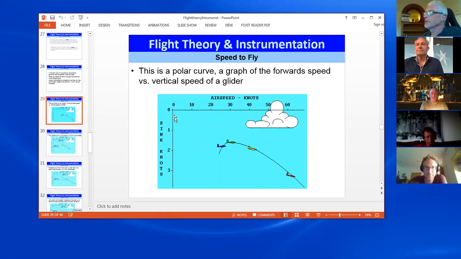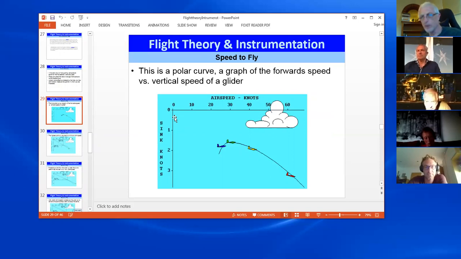So we're going to look at what a polar curve is. We're going to look at the principles of it. You will get questions on this in the exam. You will actually get a polar curve, and you will be asked to draw lines on it and work things out. Once you have the basic principles, they're really straightforward. So I'm going to go over it enough that you've got those basic principles, and then in the exam it's a doddle. But we'll also look at the practical side of it and how it relates to your flying.